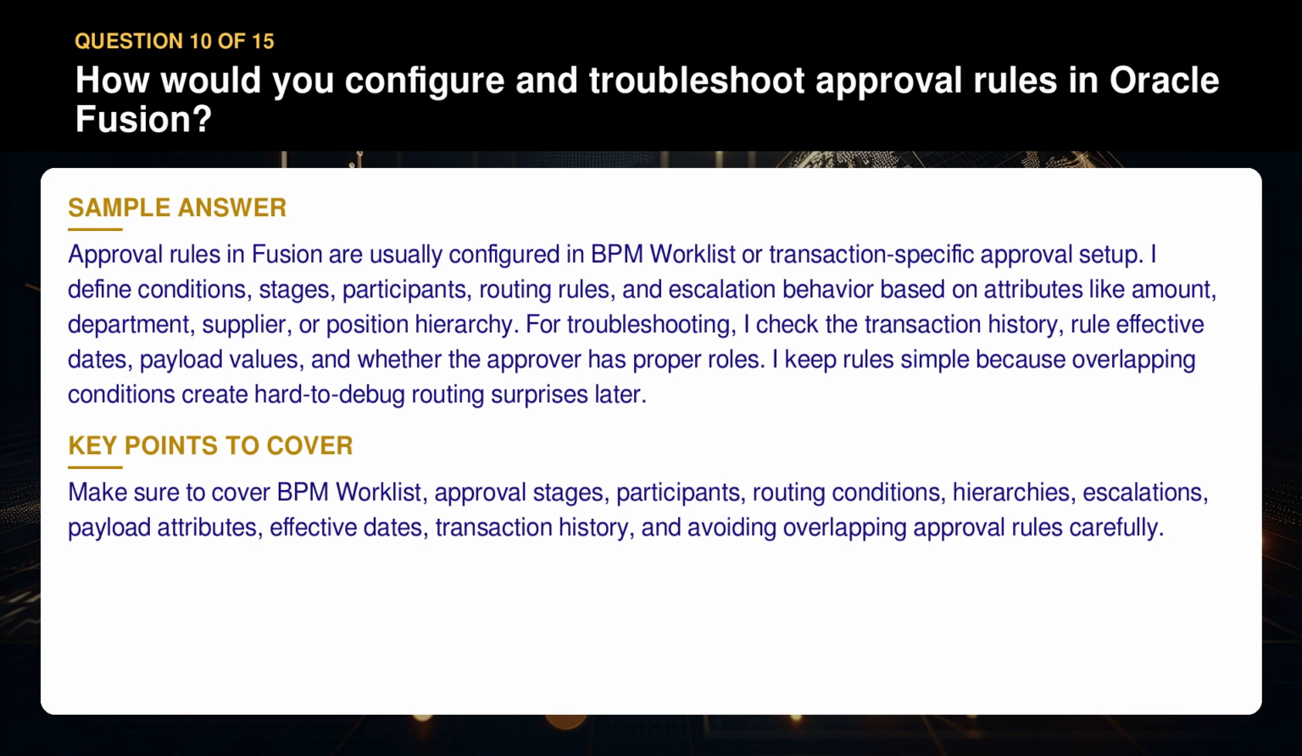Make sure to cover BPM worklist, approval stages, participants, routing conditions, hierarchies, escalations, payload attributes, effective dates, transaction history, and avoiding overlapping approval rules carefully.